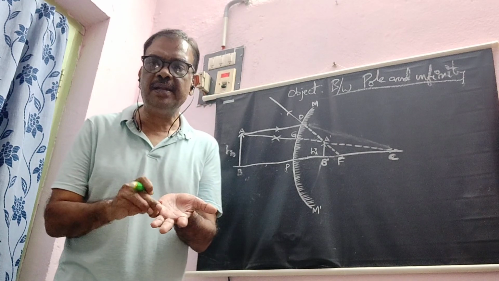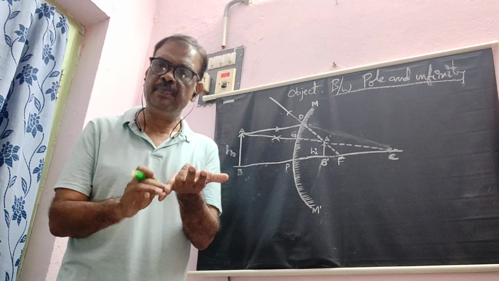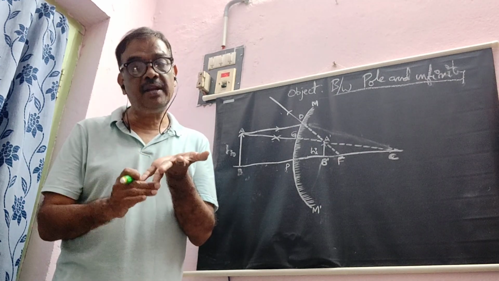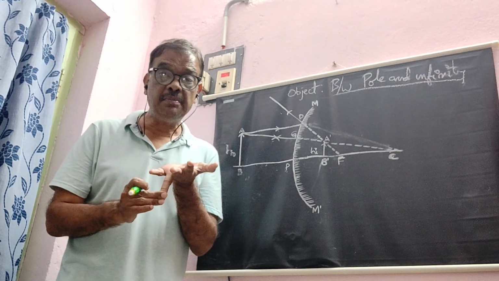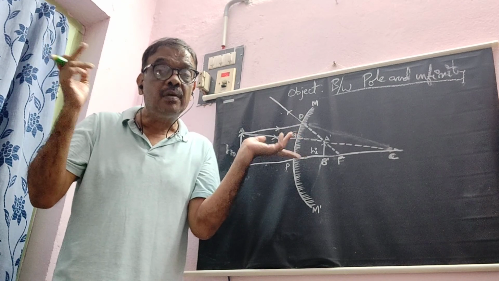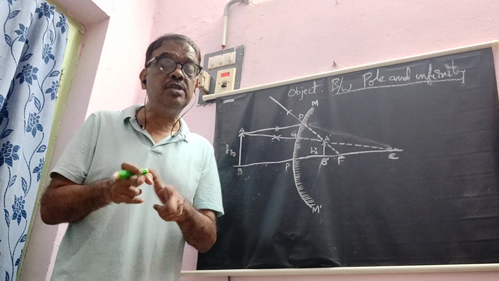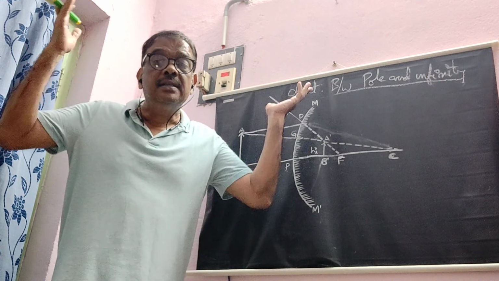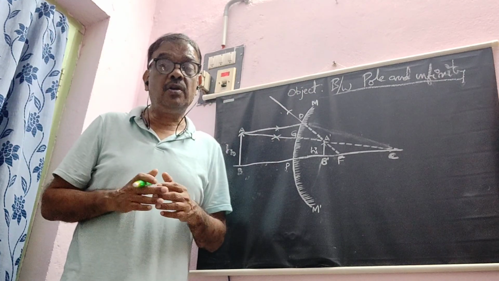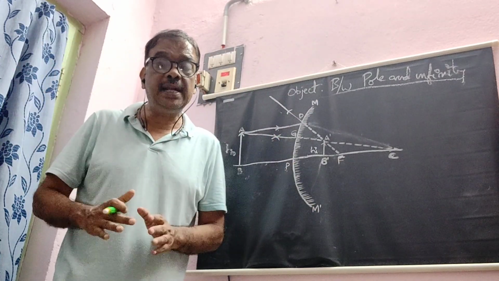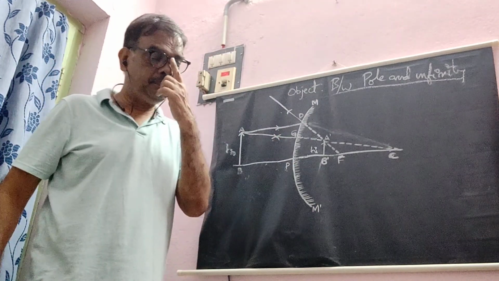Do not confuse with plane mirror, concave mirror. Plane mirror, virtual, erect, but same size. Concave mirror, virtual, erect, one time it formed, but magnified. Convex mirror is the only mirror which forms virtual, erect, diminished image. Concave mirror, virtual, erect, magnified. Plane mirror, virtual, erect, same size.